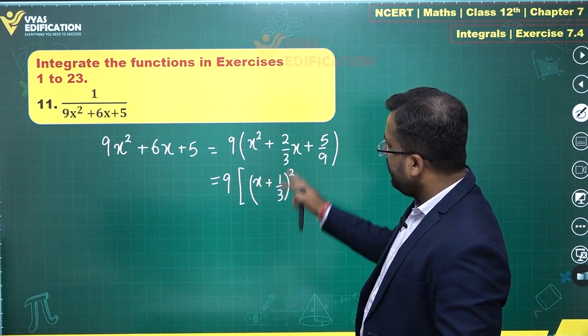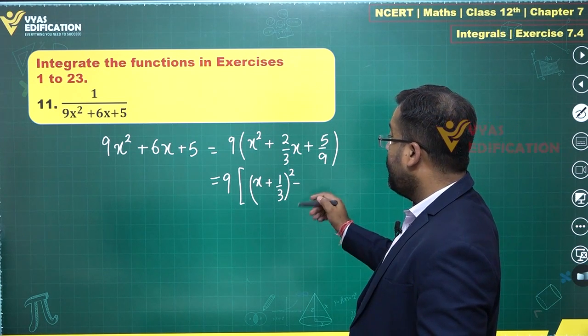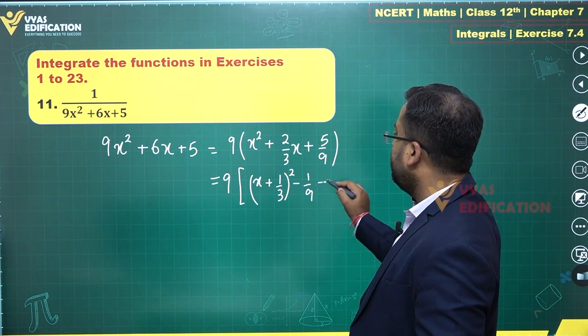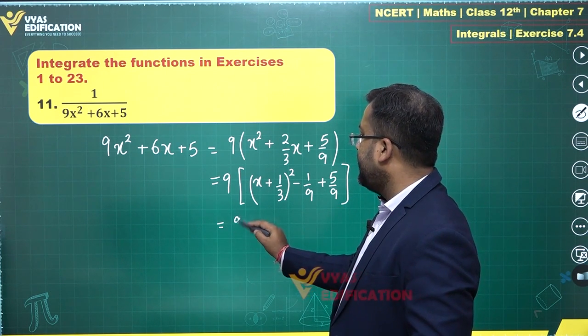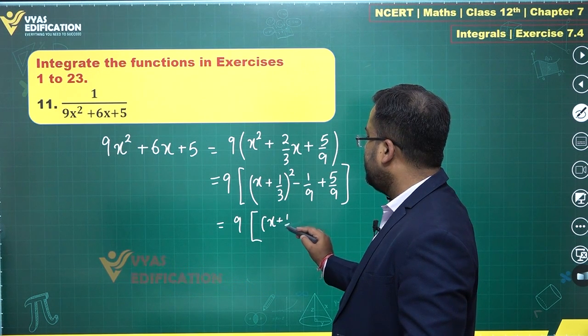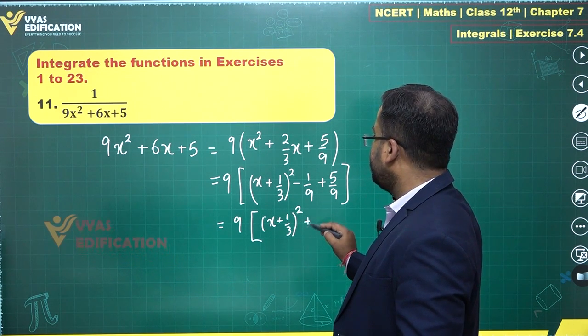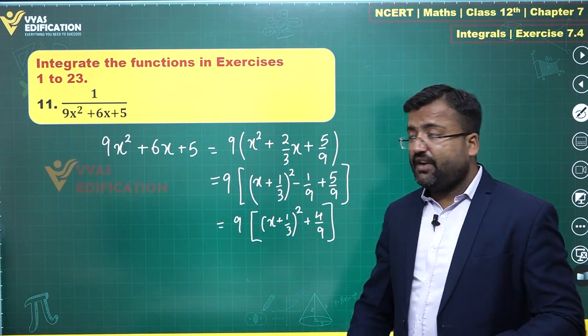Okay. So x squared and 2 by 3 x have been taken care of. The extra term will be 1 by 3 square, which is 1 by 9. You have to subtract 1 by 9, plus 5 by 9 is already here. Okay. And this becomes 9 times, in the bracket, x plus 1 by 3 square plus 4 by 9. Now 4 by 9 is 2 by 3 whole square. That's what you observe, right?